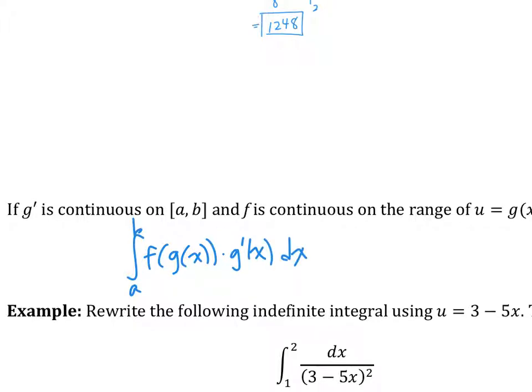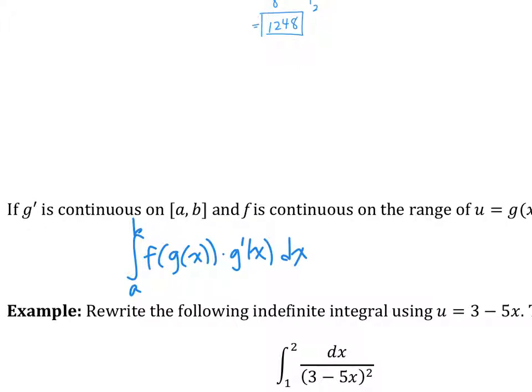Okay, notice this is just a chain rule, right? f has g inside, and then g derivative, which is like a chain rule. So basically, we're trying to make g the u. So this becomes an f of u, or just u, depending on the power, and times du.